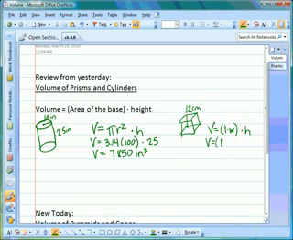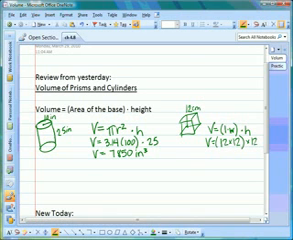Fill in your numbers, and then go ahead and solve it. And you will get 1,728 centimeters, and again, make sure that your units are cubed. Okay, now that's review. That's what we did previously with volume.